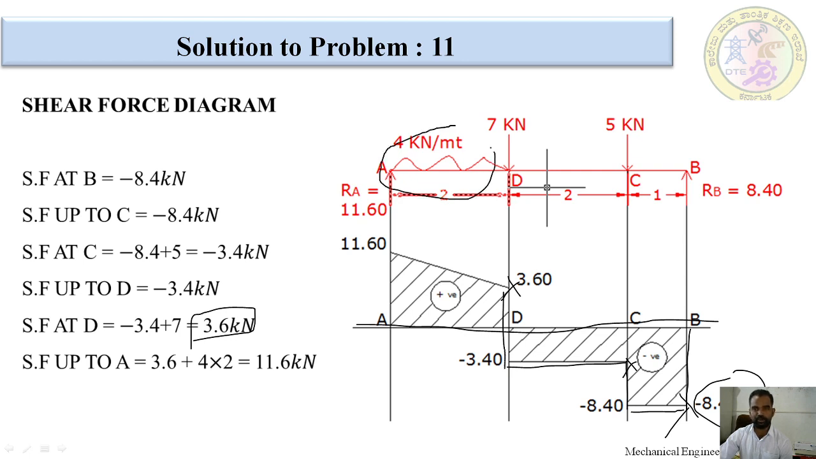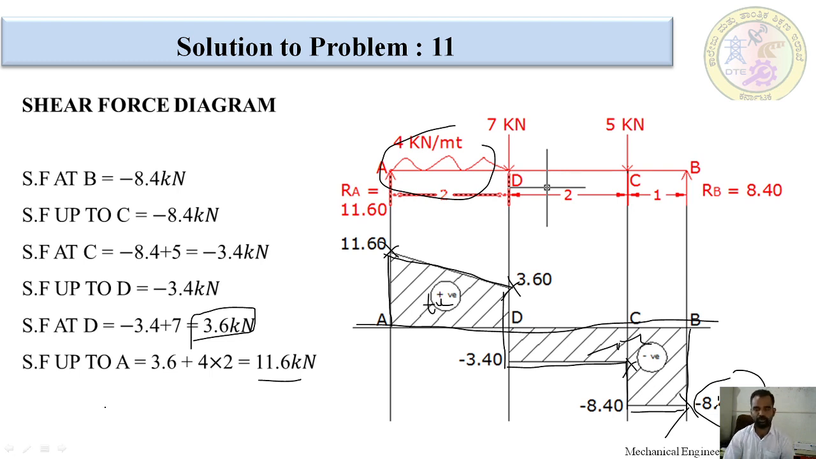After that, for the UDL, don't draw a horizontal line because we are going to join with an inclined line. At A point we got 11.6. I have to mark 11.6 and join with the inclined line, and then join with the baseline. This is positive shear force. This is negative shear force. This completes the shear force diagram.